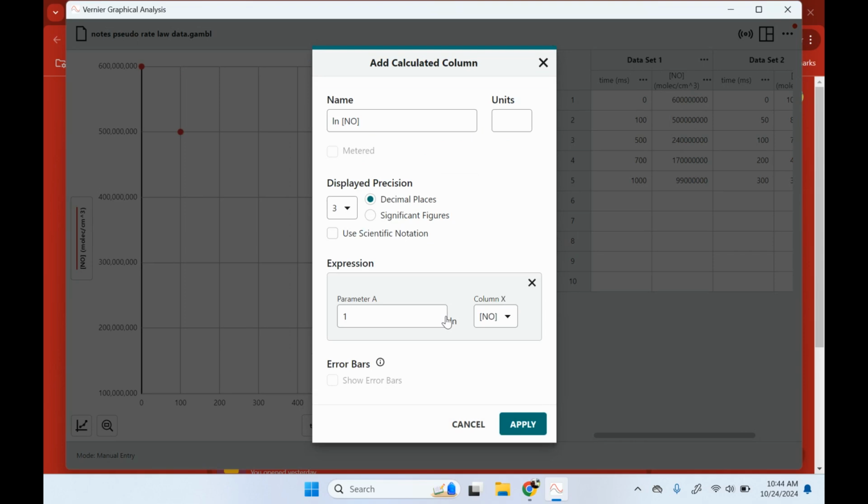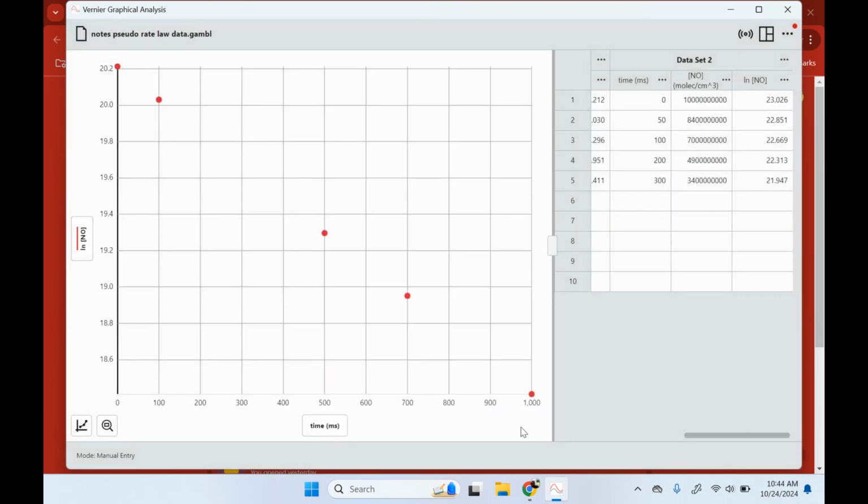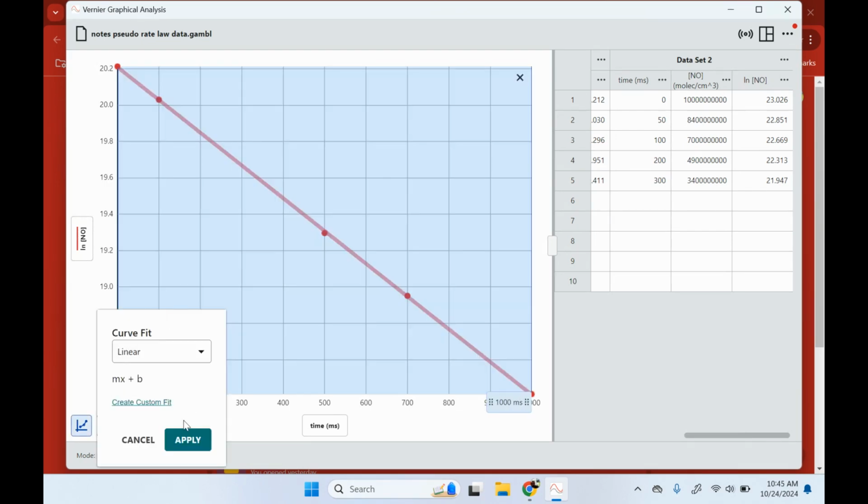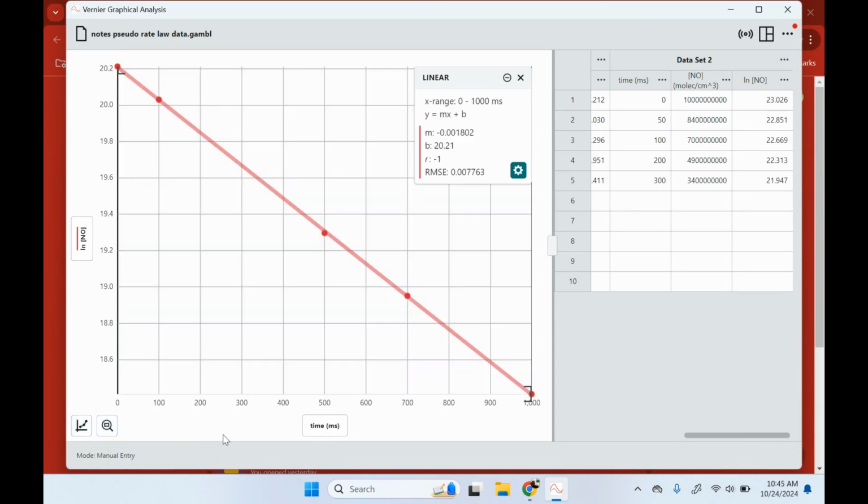We want to take the natural log of something. So 1 times the natural log of NO, that's exactly what we want. So we'll click that. And it changed the value on the vertical axis to the natural log of NO concentration. Let's do a curve fit. And in fact, we get a very good R value and slope. So the M here is 0.001802, so that is the negative of the pseudo rate constant. So the pseudo rate constant is 0.001802. Okay, let's keep that in mind.